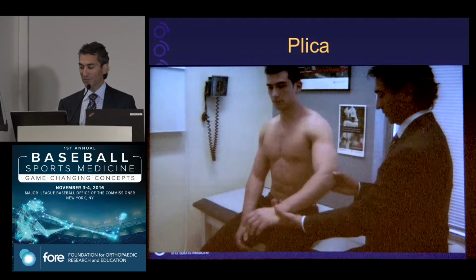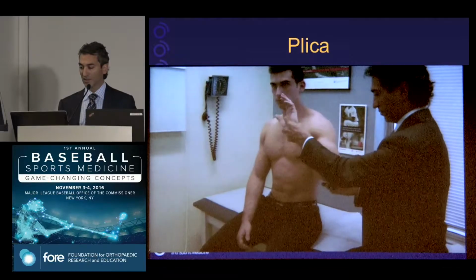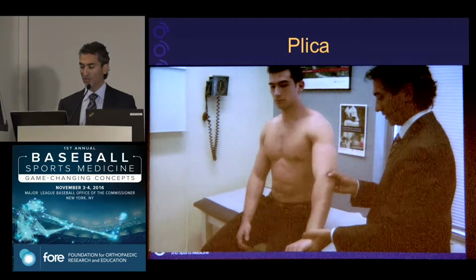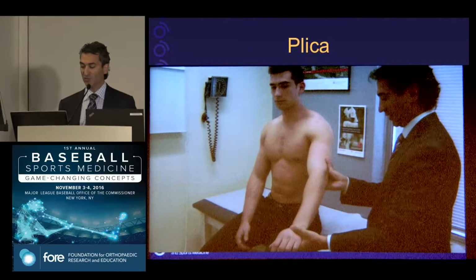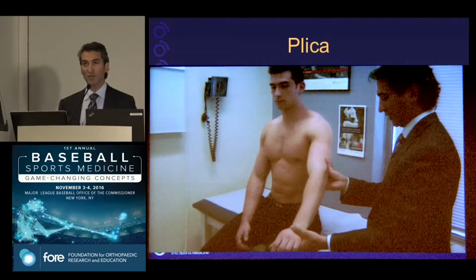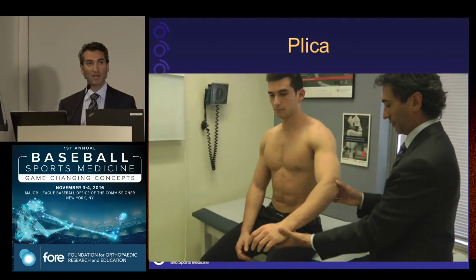It's the radial capitellar joint, where you can assess for a plica or crepitus. So you pronate the hand, move them into flexion, and you may feel and palpate a pop.